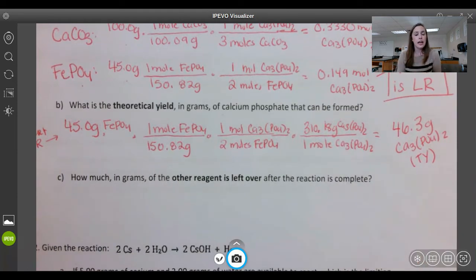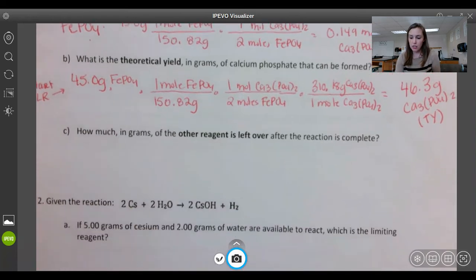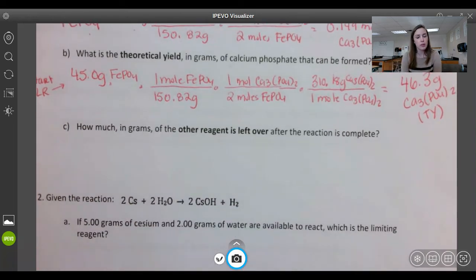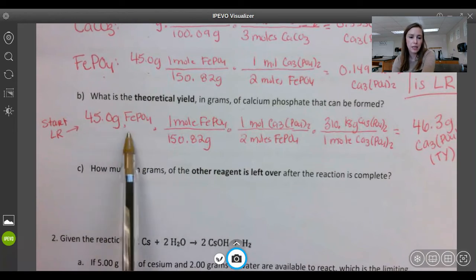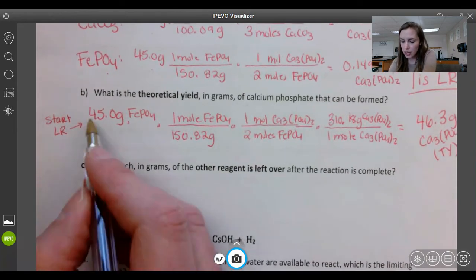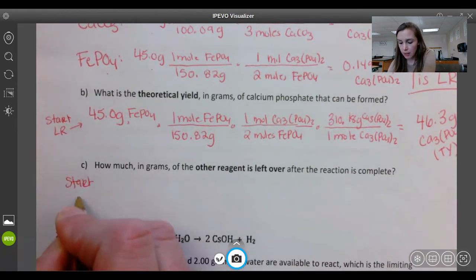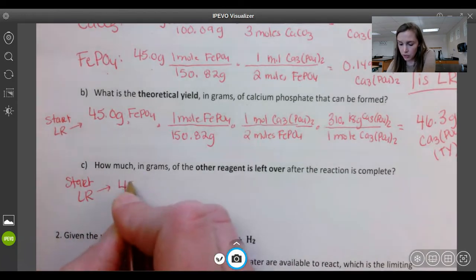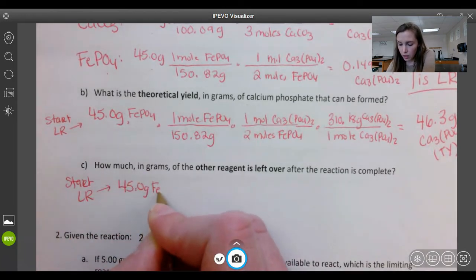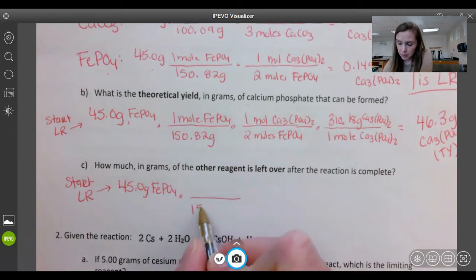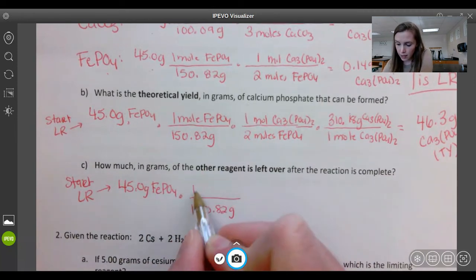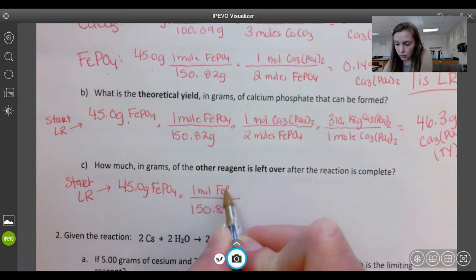Okay. The last little part here that's a super common question is, well, you know, FePO4 is completely consumed. How much of the other reagent or reactant is left over? So remember, how much is left over is going to be determined by how much the limiting reacted with. So just like in B, I'm going to start this with my limiting. So I'm going to start this with 55.0 of my iron 3 phosphate. Okay, the first part of this is going to be the same.